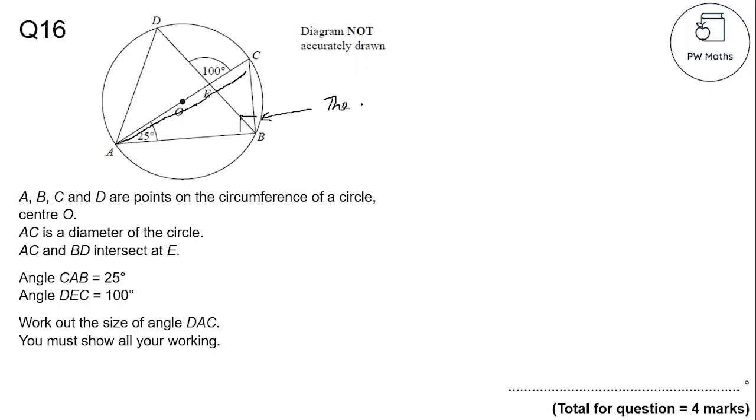The angle in a semicircle is 90 degrees. Knowing that, we could do 90 add 25 at this angle here, must be 180. 90 add 25 is 115, take that off 180, we've worked out that this angle is 65 degrees.